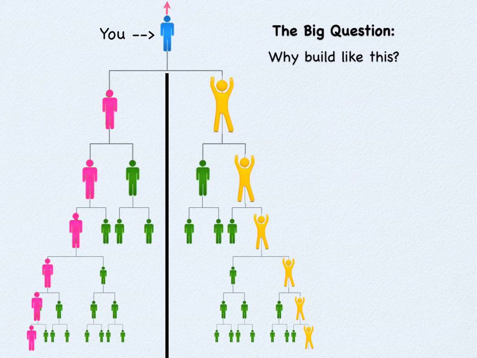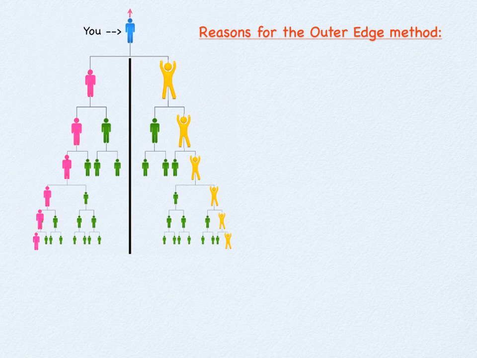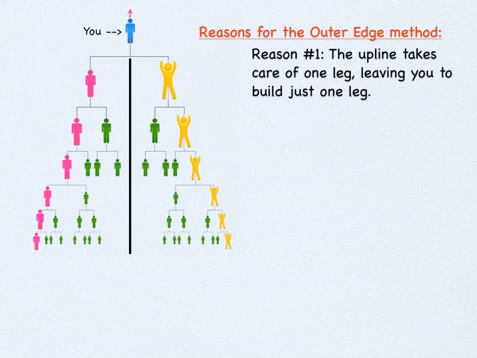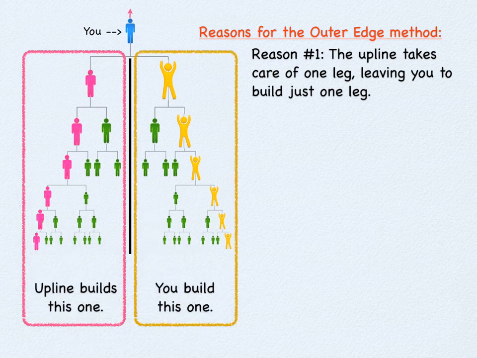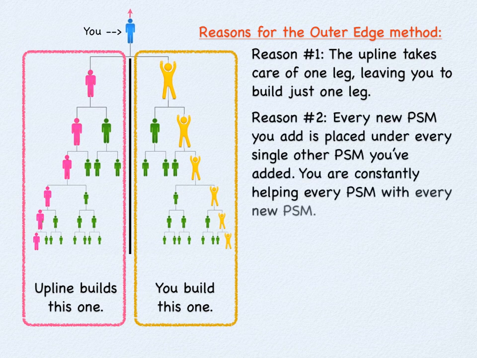Now, the big question is, why would you build like this? Let's take a look at some of the reasons for the outer edge method. The first reason is that the upline can take care of one leg of your two legs. That means you only have to focus on building just one leg. And you're going to see there are some very big financial benefits to them doing that and you doing that. The upline builds just one leg. You build another leg.